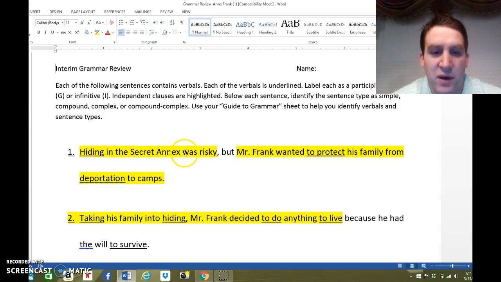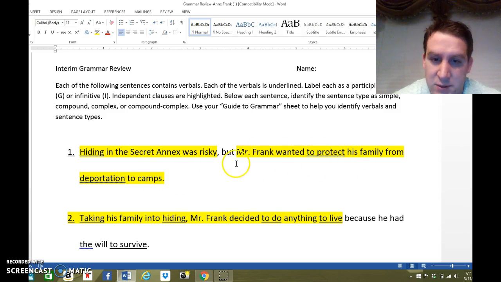Hiding in the secret annex was risky is an independent clause, and Mr. Frank wanted to protect his family from deportation camps is also an independent clause. The reason why but is not included in a clause at all is because it is a coordinating conjunction. And we see the comma right over here essentially separating the 2 independent clauses. So if we have one independent clause, a coordinating conjunction, and a second independent clause, what kind of sentence type do we have?